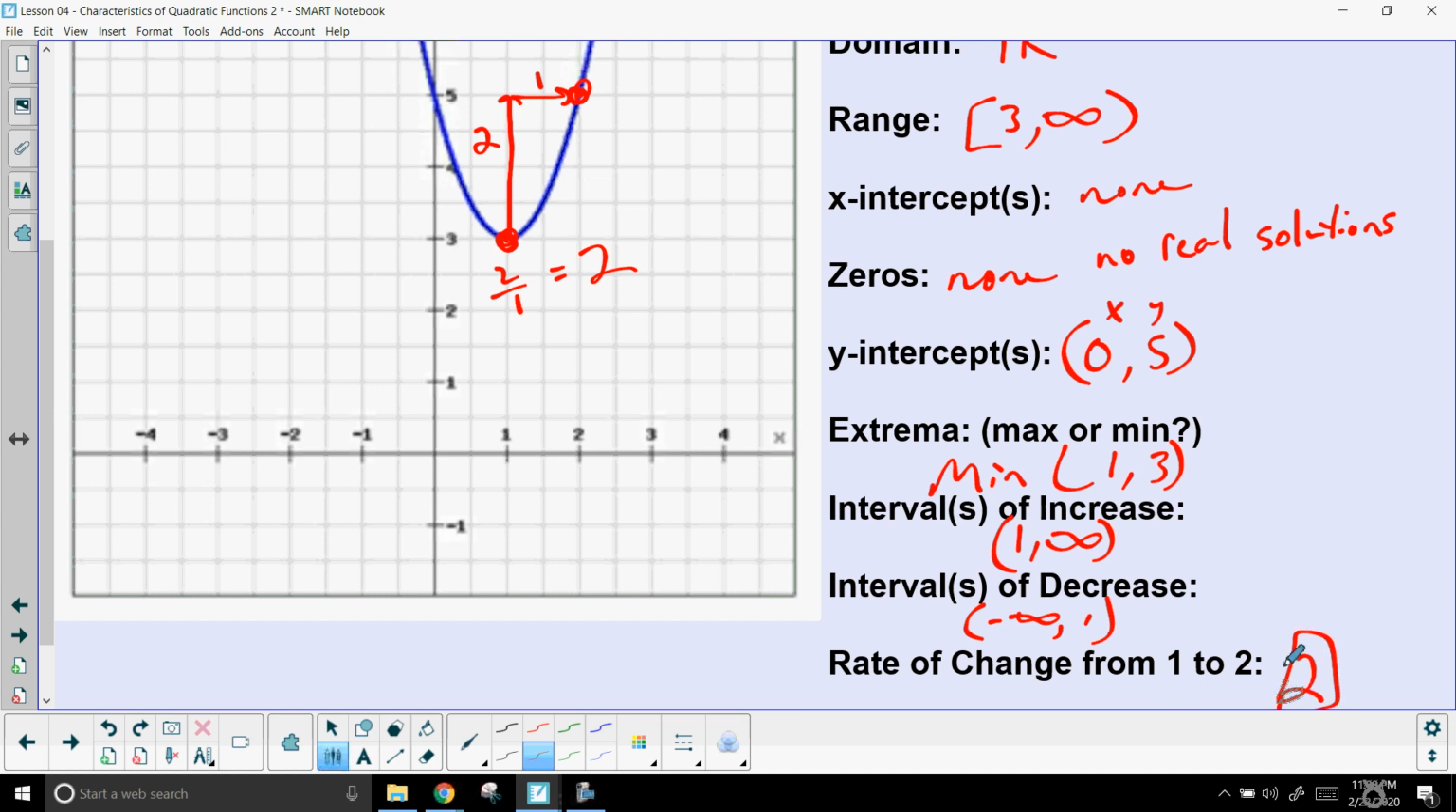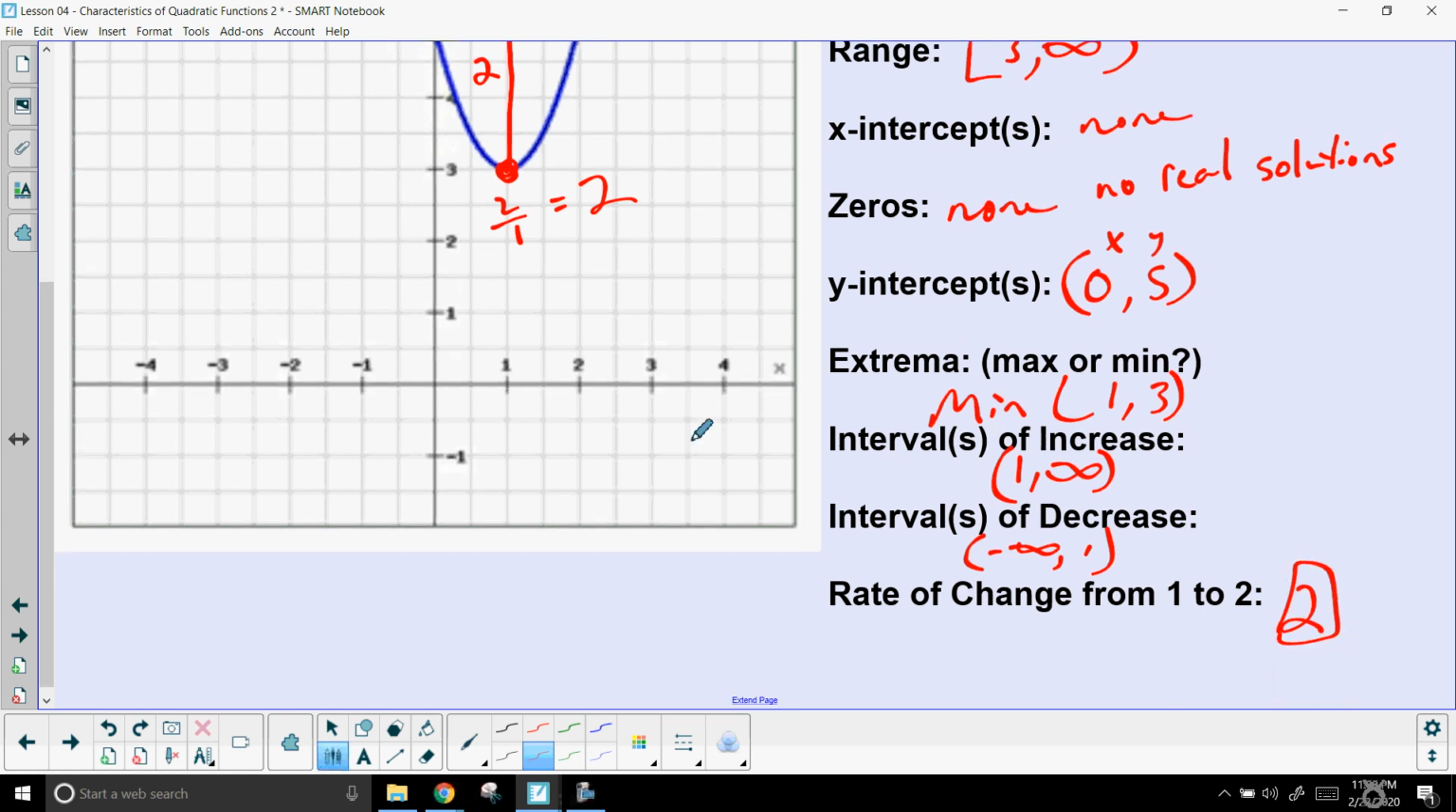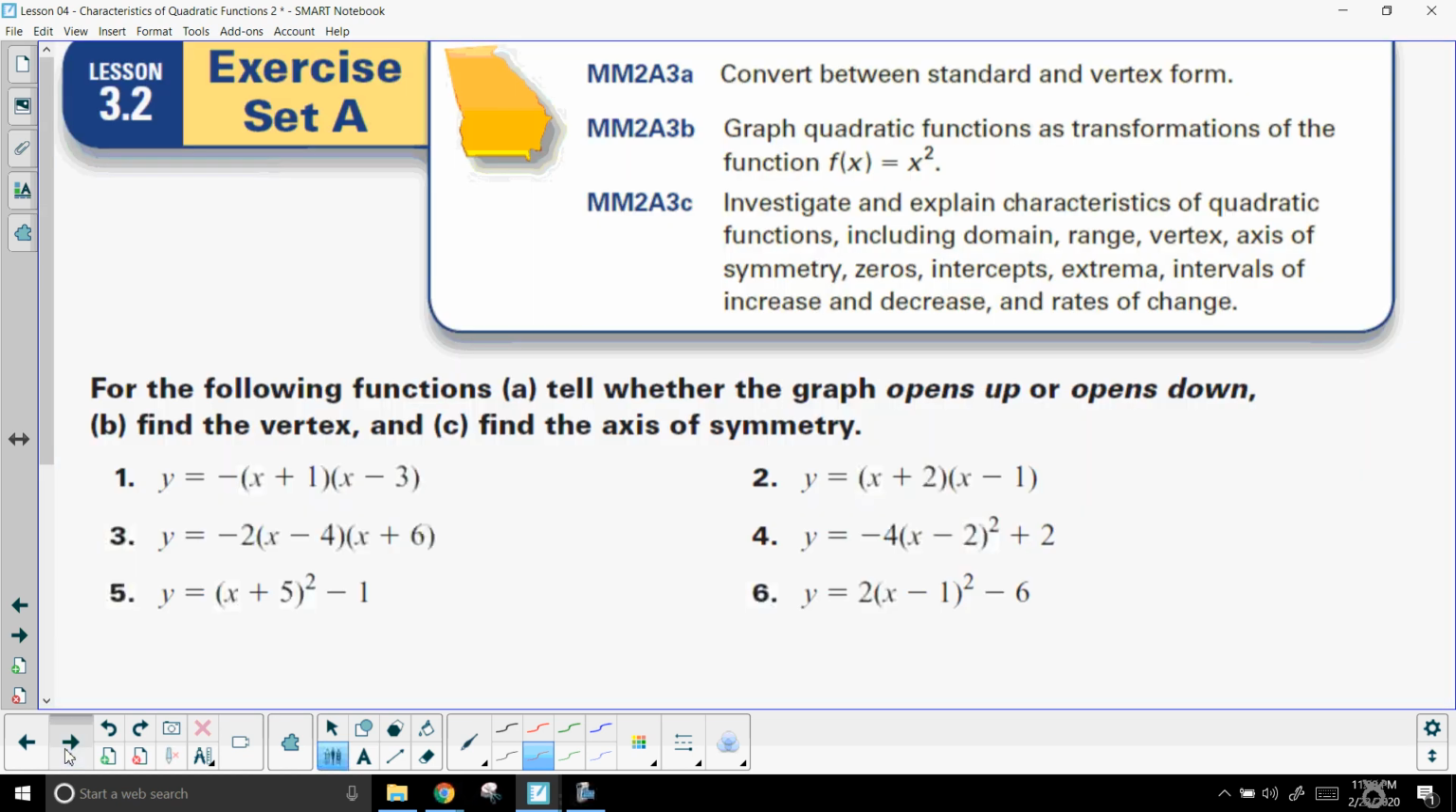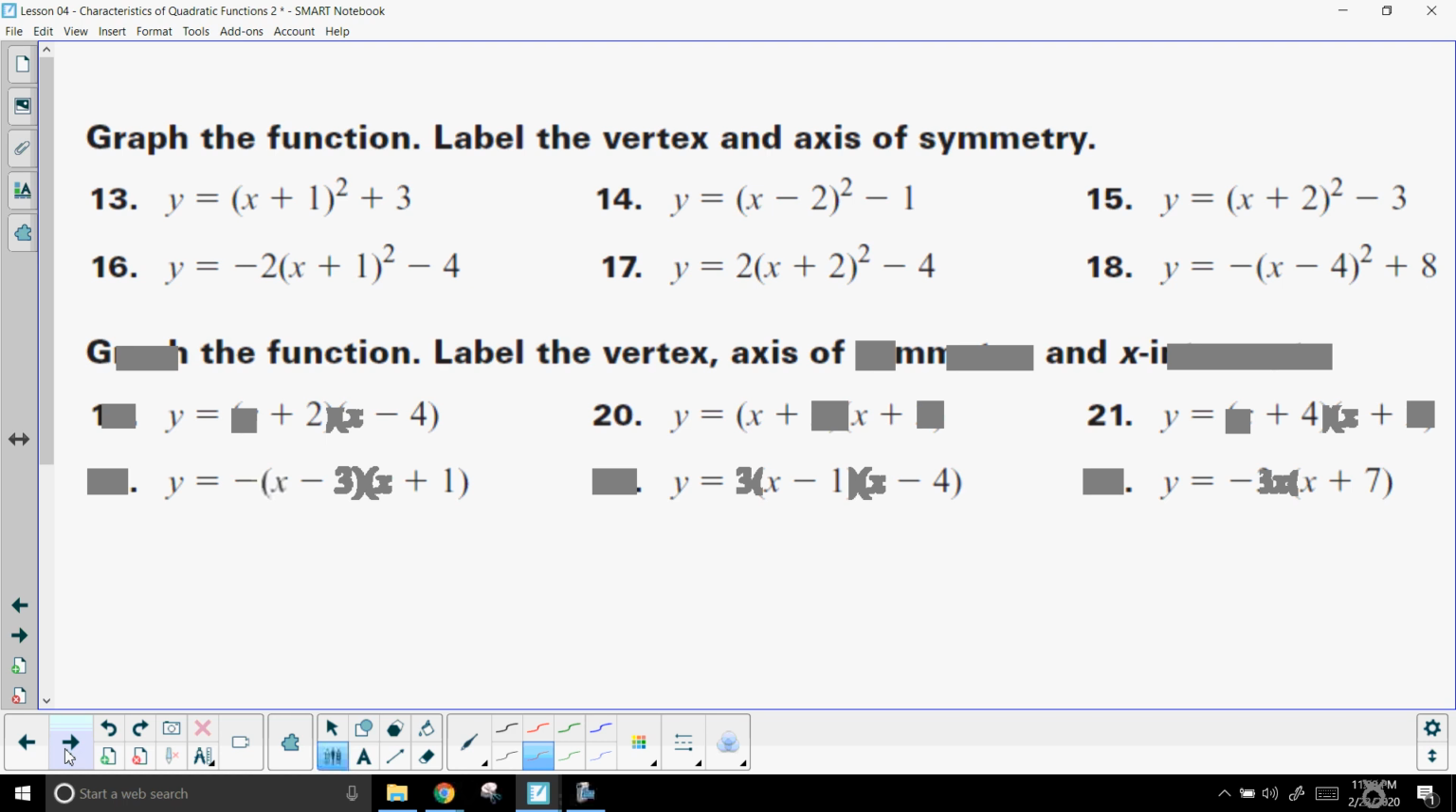I think that's about it. Yeah, we're done with that. Alright, let's chase another idea here.